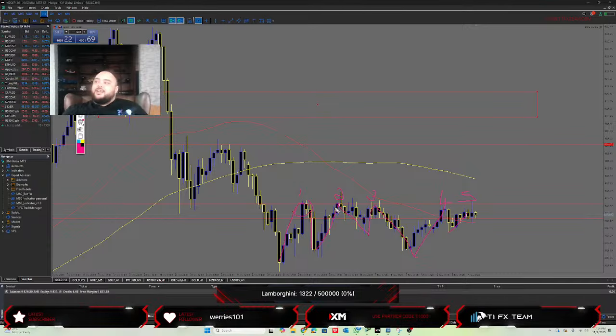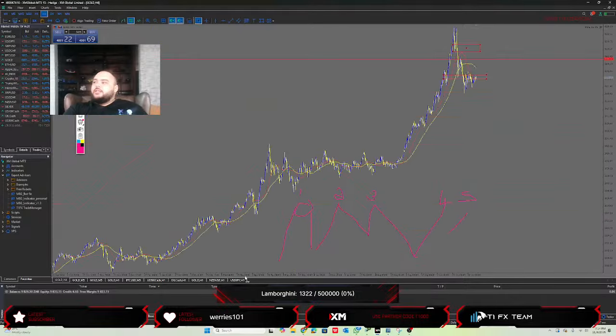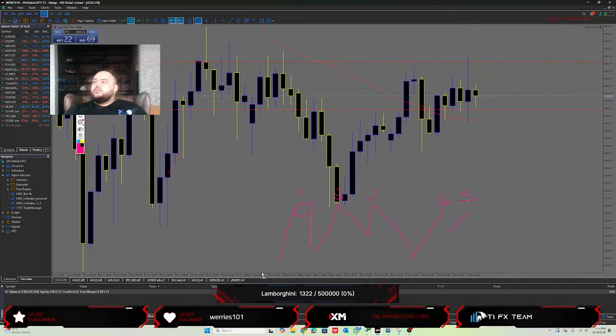So this is becoming a key level at this moment because we are at an all-time high. This is the only data we have. We don't have data to the left, as you guys can see. So this is the only data that we have.